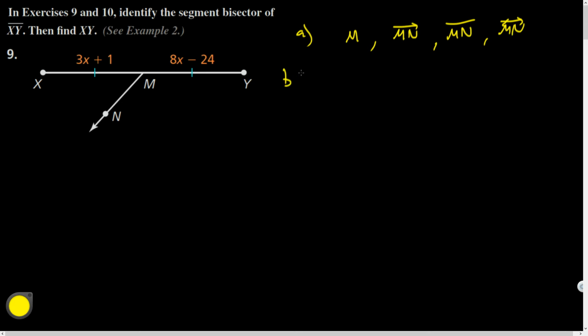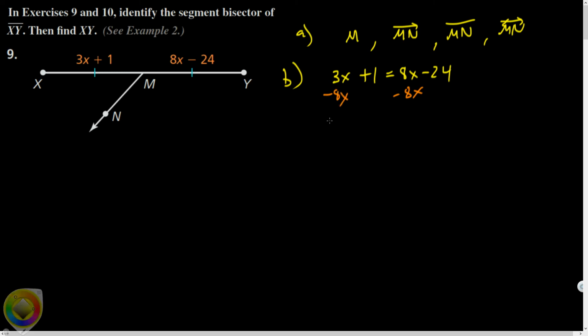So part B, this looks like some good old algebra showing up here. Now, if that is a segment bisector, I know because these two segments are labeled congruent, and therefore these segments are congruent, and these two segments are equal to each other, XM and MY, and then their measures are equal by definition of congruence. So I'm going to say 3x plus 1 equals 8x minus 24. Let's just do algebra.